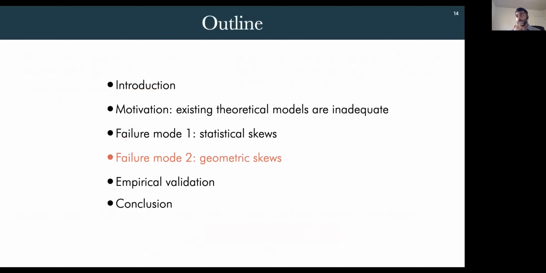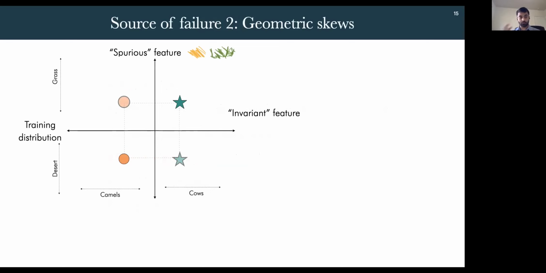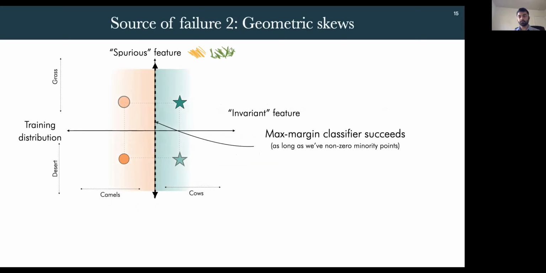The other failure mode is a much different failure mode that we come up with, and it has to do with the geometry of the data set. Let me explain what that is. Let's go back to this data set with just 4 data points and recall that the max margin classifier here succeeds. So it might be tempting to think, does the max margin classifier always rely only on the invariant feature? Unfortunately, the answer is no.